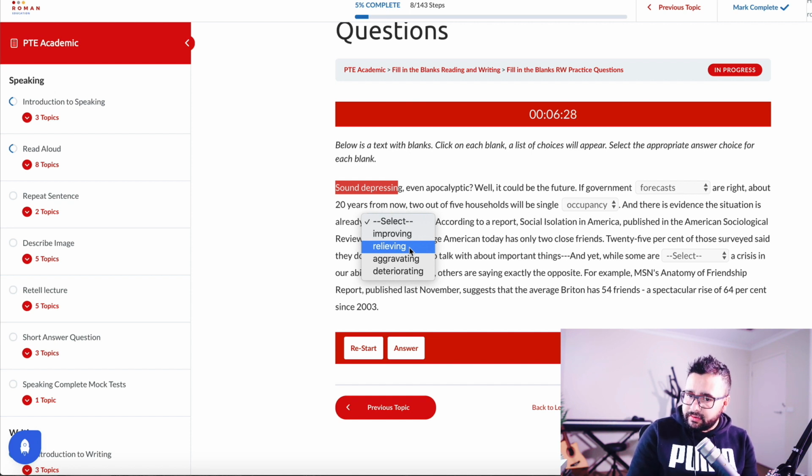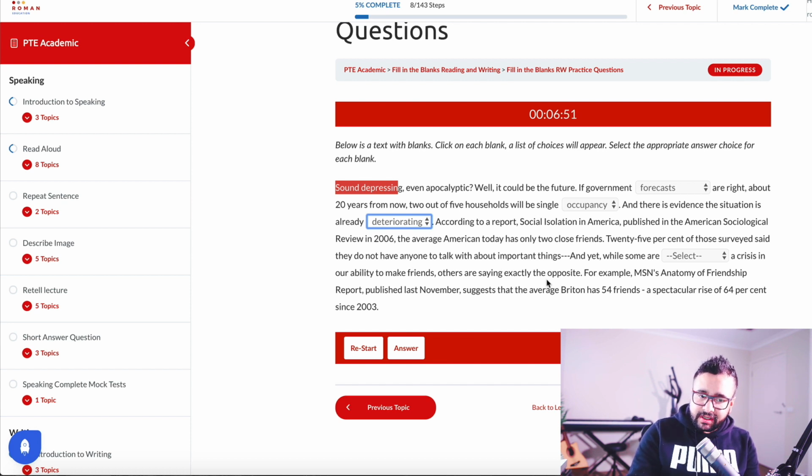Aggravate and deteriorate both mean the same thing, to become worse. But aggravate is used mostly with the problems. When the problems become worse than they were before, we use the word aggravate, whereas deteriorate is used for progressive worsening of the situation. So in this case, I'm going with deteriorating because that word means the situation is getting worse.